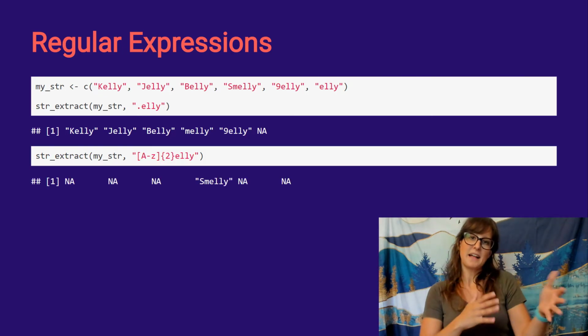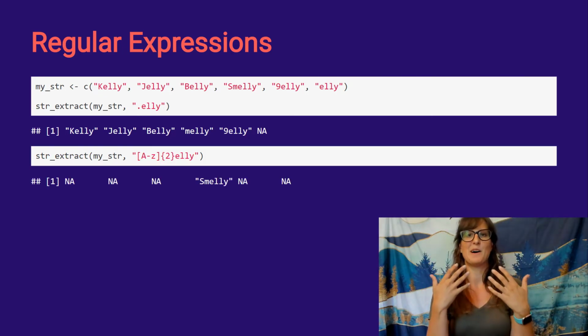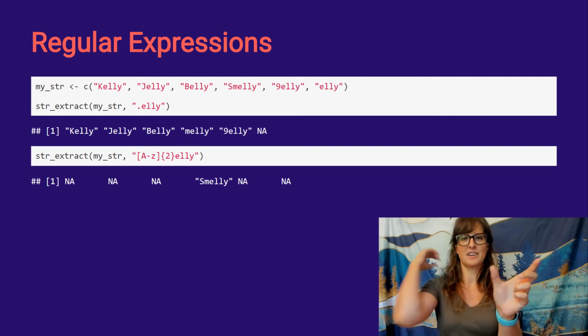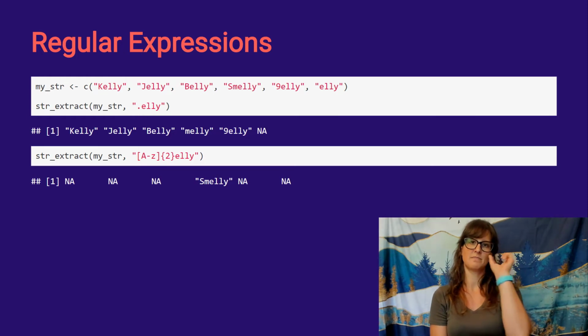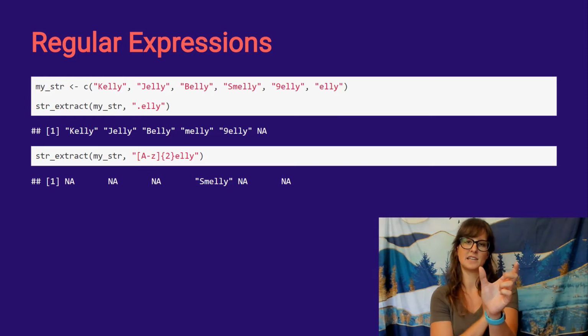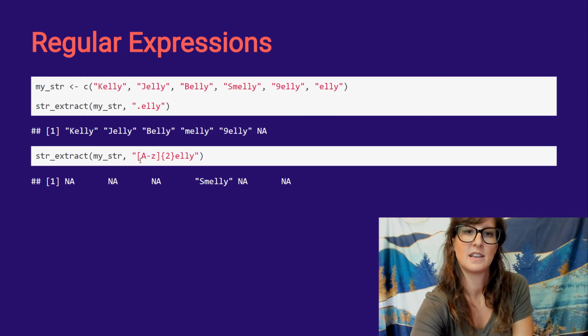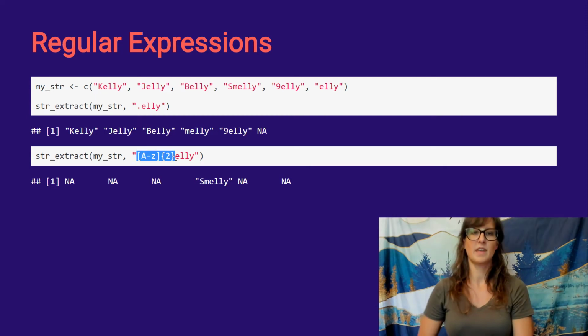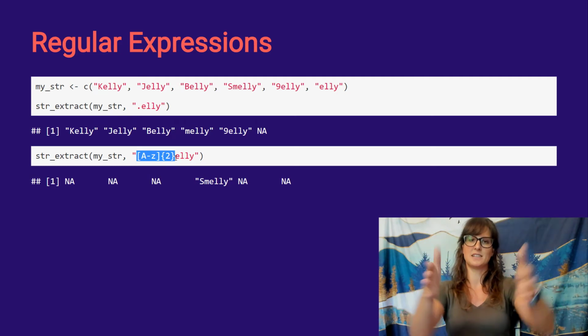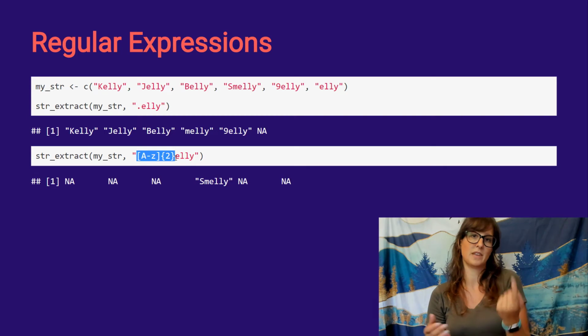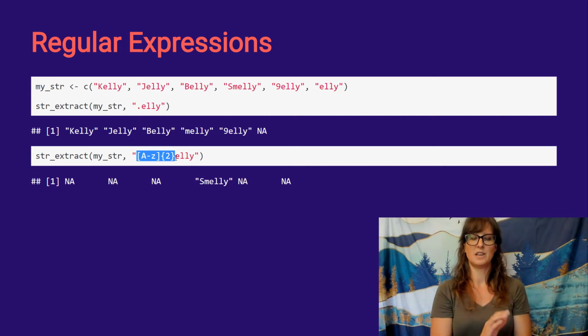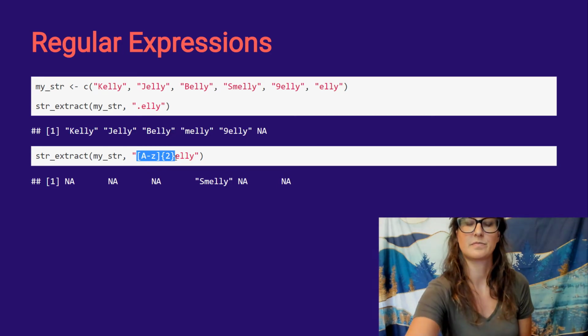So now if we wanted to get our smelly, we could say, before you had to put, I want a letter, and then I want a letter, and then I want ELLY. Now we're going to say, I want a letter exactly 2 times. I want exactly 2 letters, and then ELLY. And so now again, this gets us our smelly, but we still have that problem where Kelly doesn't have exactly 2 letters. It only has 1. So we haven't made this optional. We've said exactly 2 in front of the ELLY.